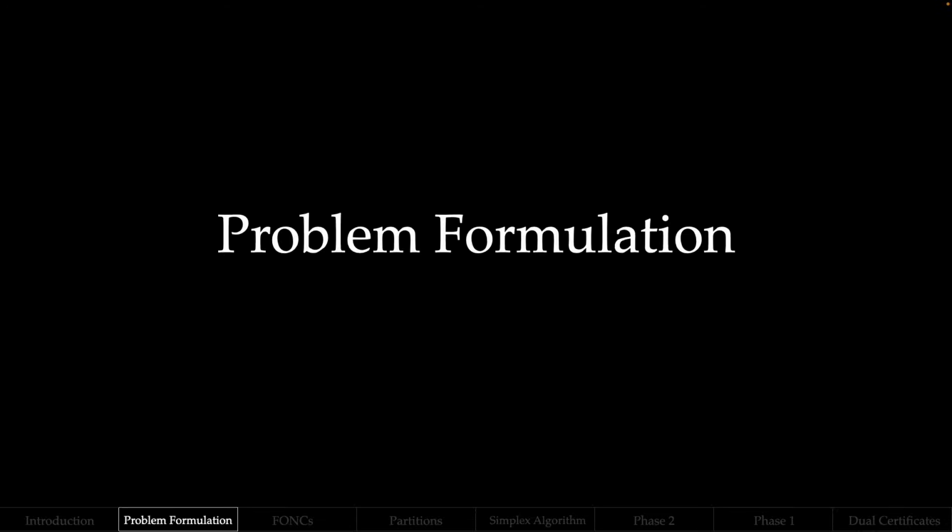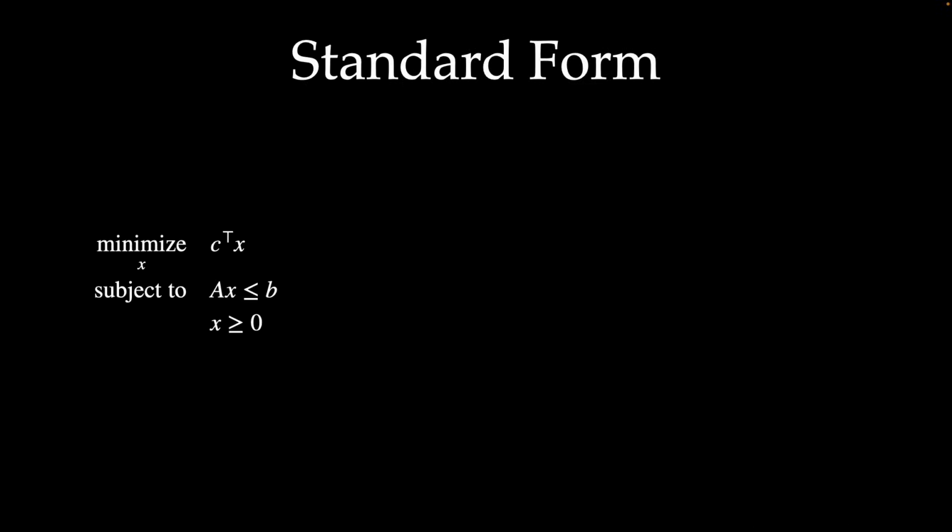So for the overall problem formulation, there are a few different ways to represent a linear constrained optimization problem. The two that we're going to talk about here, the first one is standard form. This is where we're minimizing some objective, in this case c transpose x. This is a linear objective because our variable here is just x, and we're multiplying that by a vector c, which is just a constant. So we have a linear objective.